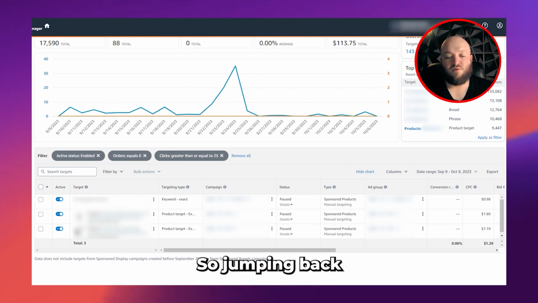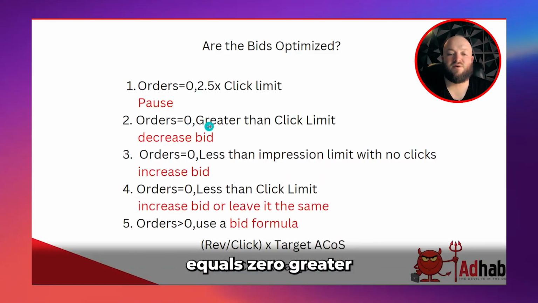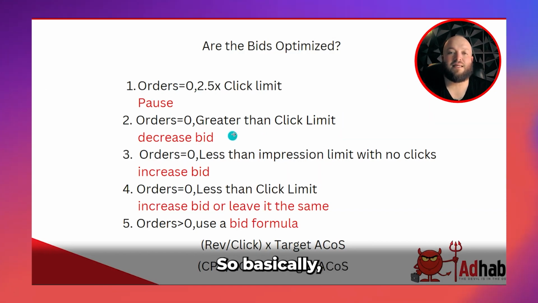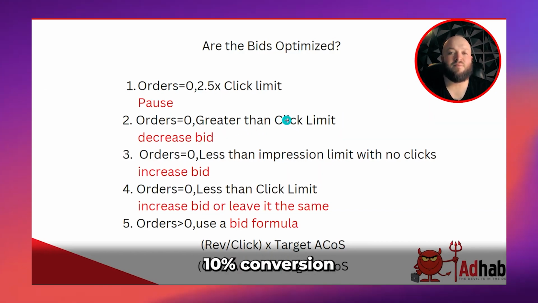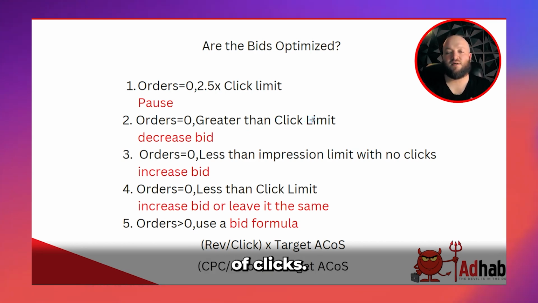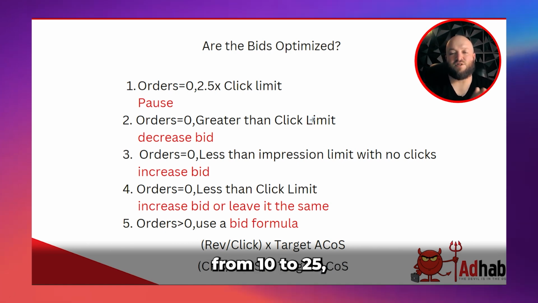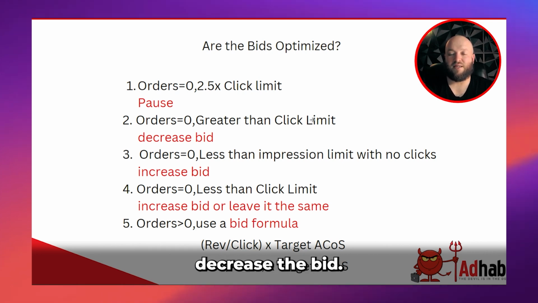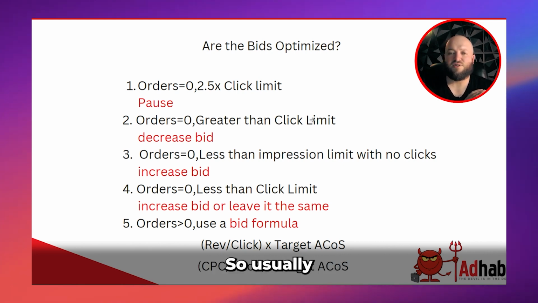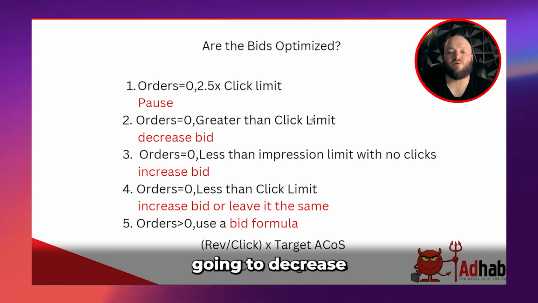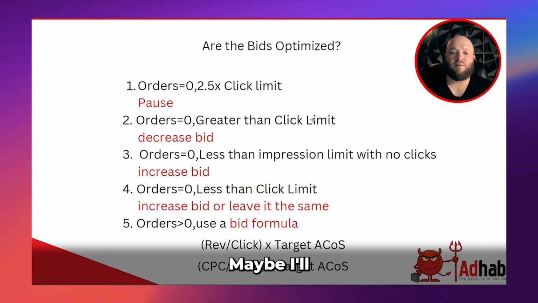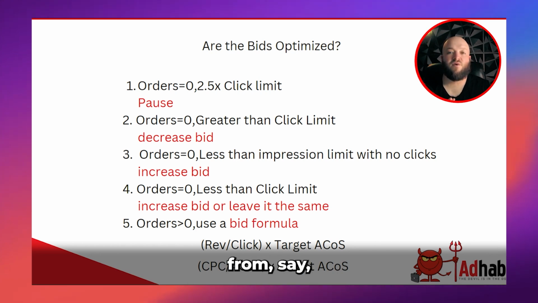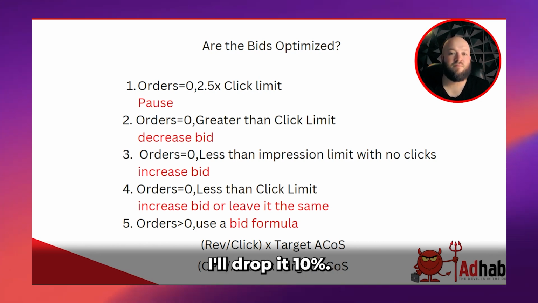All right, so jumping back over here, the next step would be orders equals 0 greater than my click limit. So basically, that would be greater than 10, because with a 10% conversion rate, my click limit would be around 10. So what I'm going to do is come up with thresholds of clicks. From 10 to 25, I want to adjust my bids a certain way. If they're greater than my click limit, I want to decrease the bid, but it depends how many clicks I have. So usually from say 11 to 15 clicks, maybe I'm going to decrease my bid a little bit. Maybe I'll drop it 5%, or if it's from say 15 to 20, maybe I'll drop it 10%. If it's 20 to 25, maybe I'm going to drop it 20%.